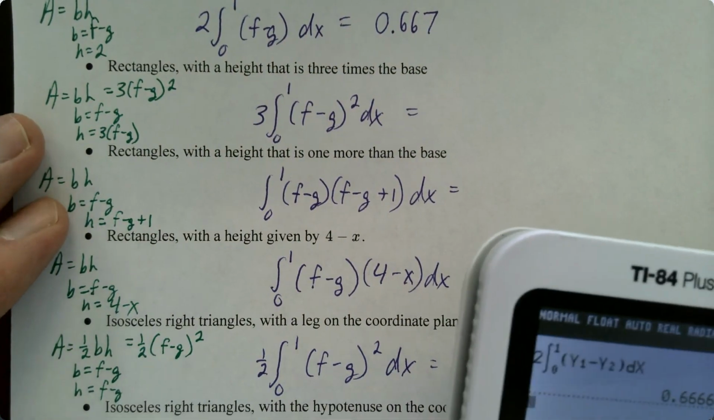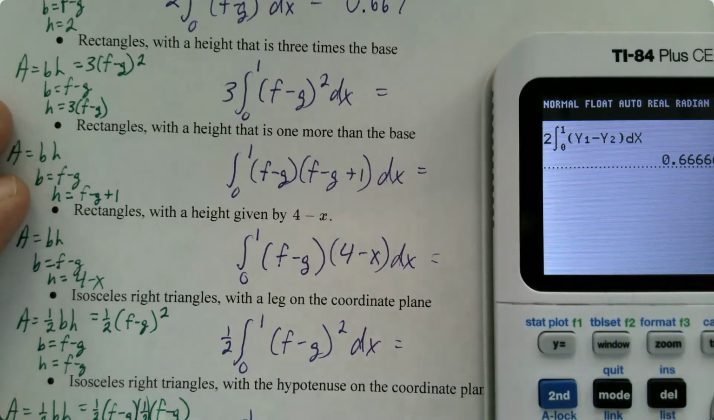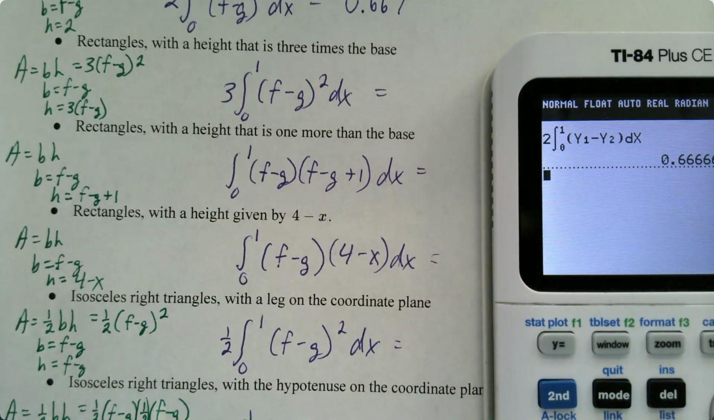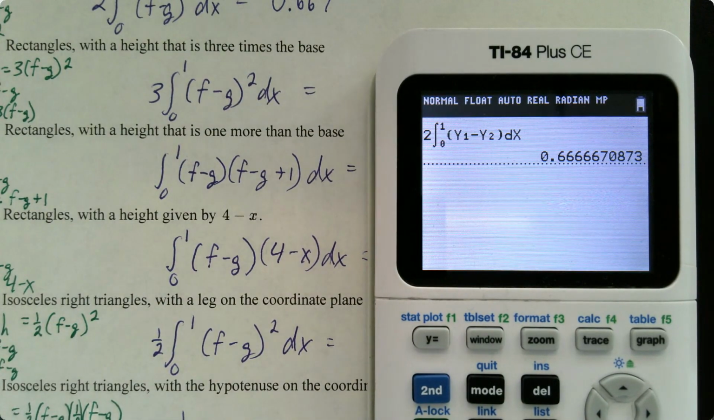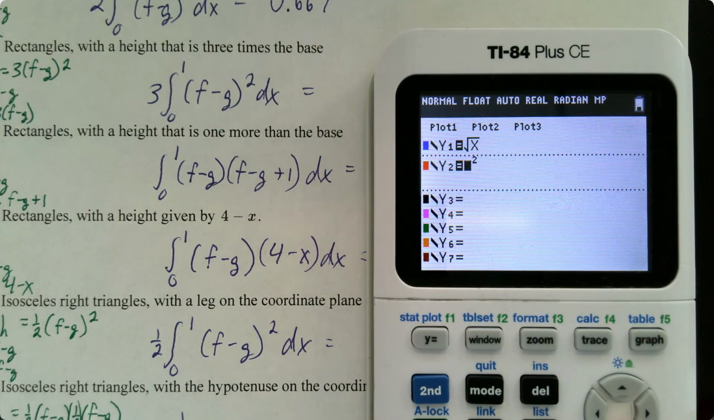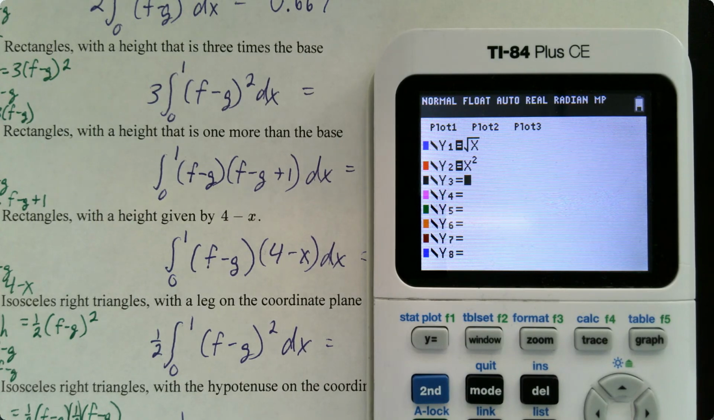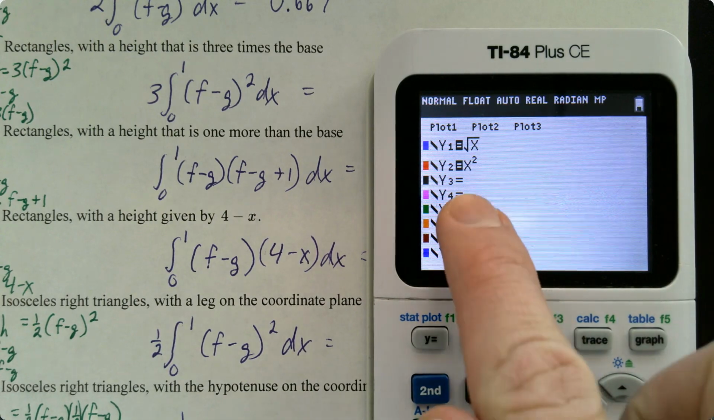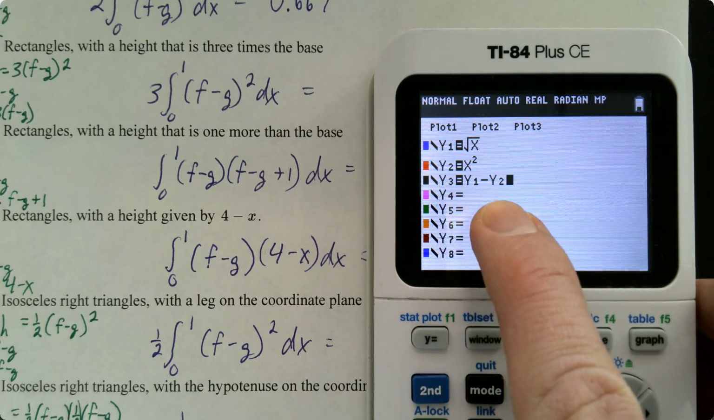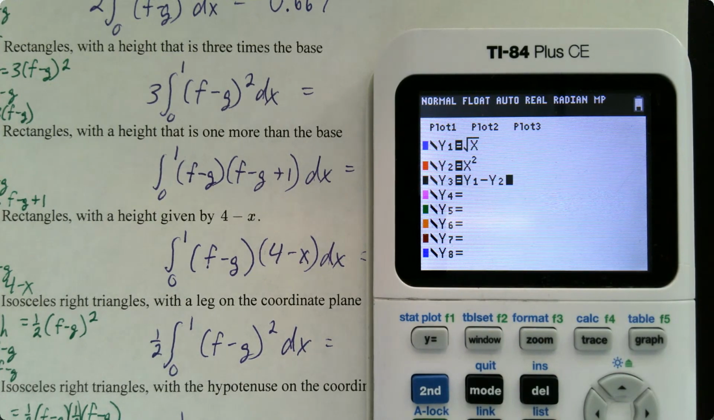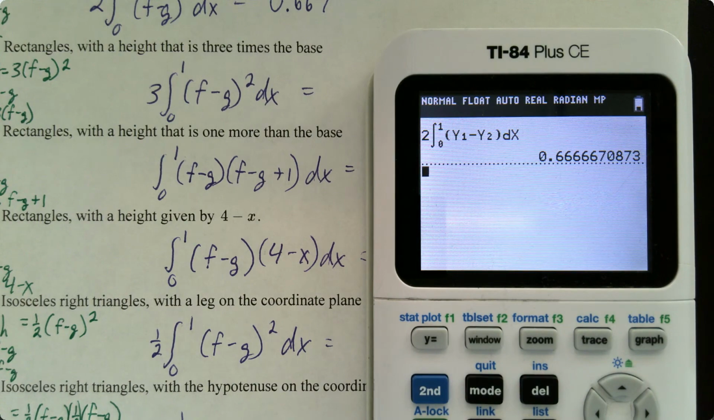Okay, I don't know if you've noticed this. I'm sure you have. F minus g happens a lot. I'm tired of typing y1 minus y2. I really am. I'm going to create a new one. Let's go to y equals. And I'm going to create a new one that is y1 minus y2. So from now on, I'm going to let y3 be y1 minus y2. And anytime I need y1 minus y2, instead of typing y1 minus y2, I can just retrieve y3. I think it's easy. Could have done it from the beginning, but I started this process and I was like, man, I'm tired of typing that.